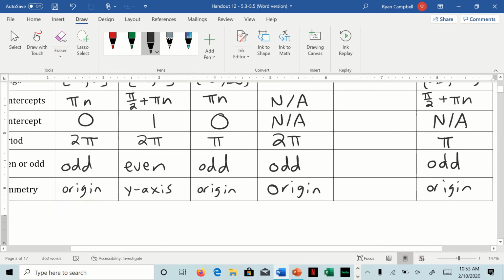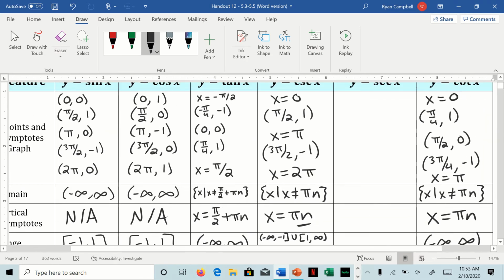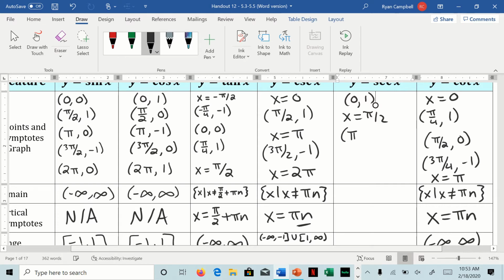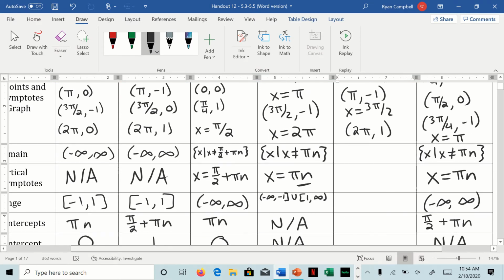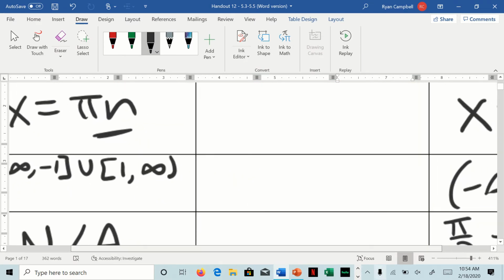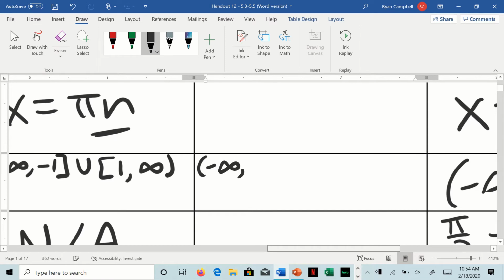So just writing out the points. So 5 points, we can have 0, 1. Asymptote at x equals pi/2. We can have pi, -1, x equals 3pi/2, and then 2pi, 1. All right, again, we can do range, right? Range is going to be the exact same. Pi, -infinity to -1, and then 1 to infinity.